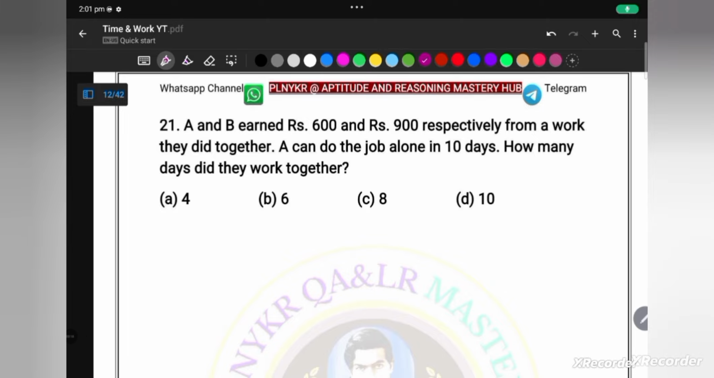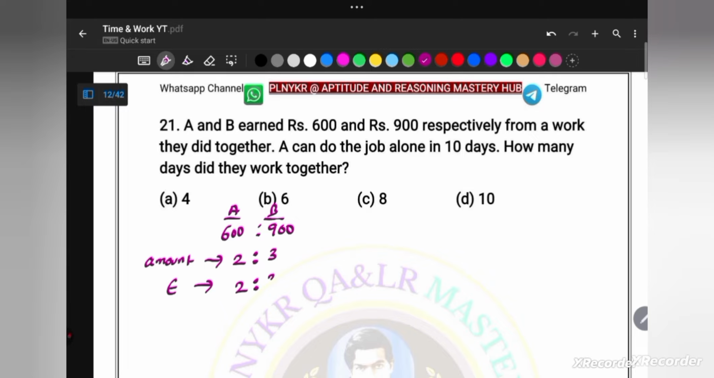A and B earned 600 and 900. So what is the amount ratio here? 600 is to 900. Simplified, the amount ratio will be 2 is to 3, which will be the same for the efficiency also. So the efficiency for A and B will be in the ratio of 2 is to 3, because the ratio of efficiency will be equal to the ratio of amounts or share. Now coming to the time ratio, it will be the inverse ratio. Inverse ratio means 3 is to 2.